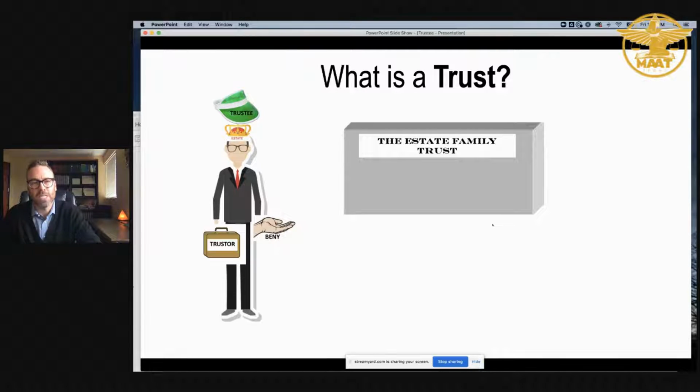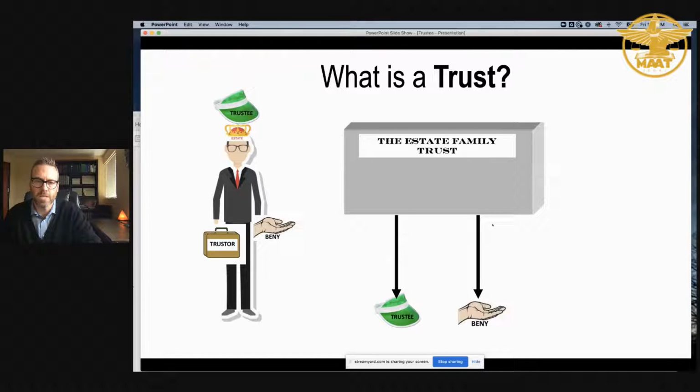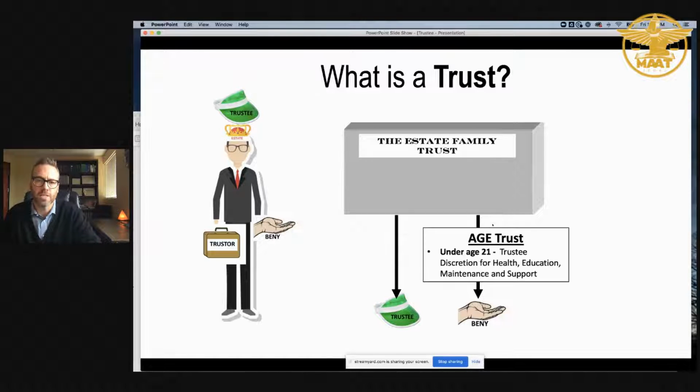Now the person that receives a benefit from the trust is called a beneficiary. So we use this hand to symbolize that. A trust is a legal document where it names the successor trustee, so who's going to manage things, and who's going to receive things, and under what conditions. So now that we have the basic definition of a trust, let's talk more about the trustee. It's going to be all about the trustee today, that green visor.